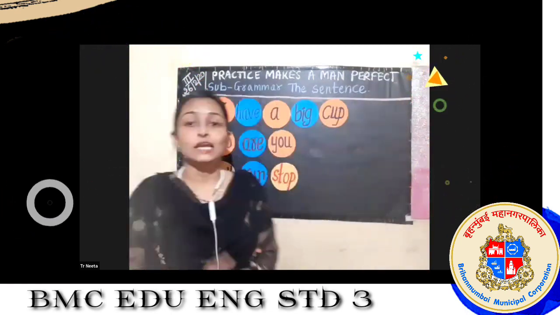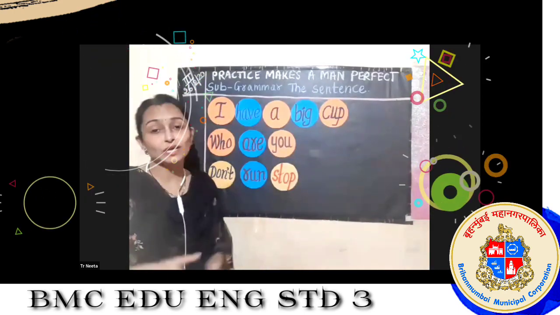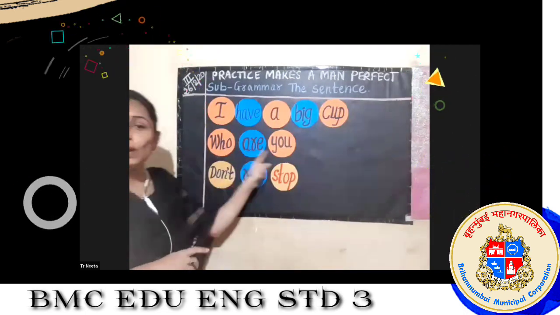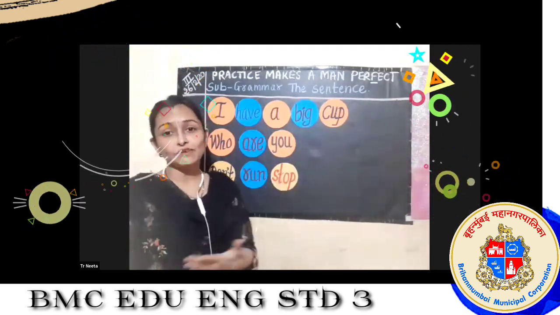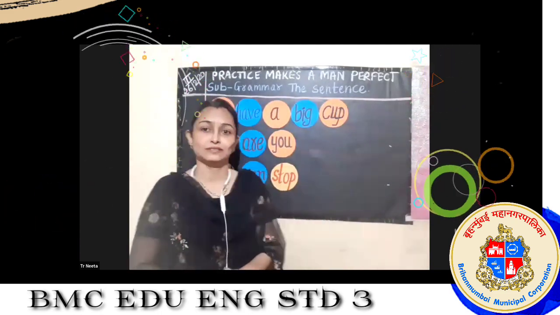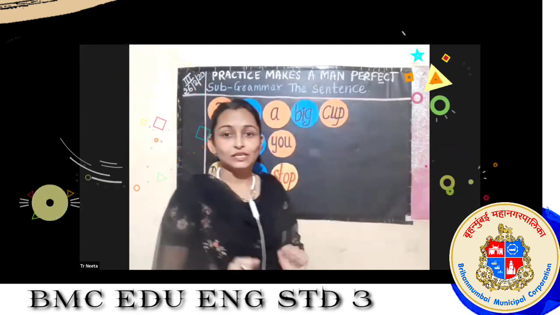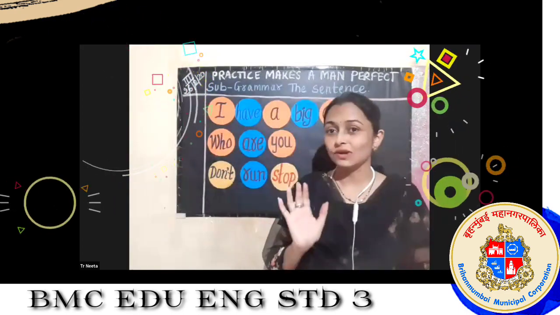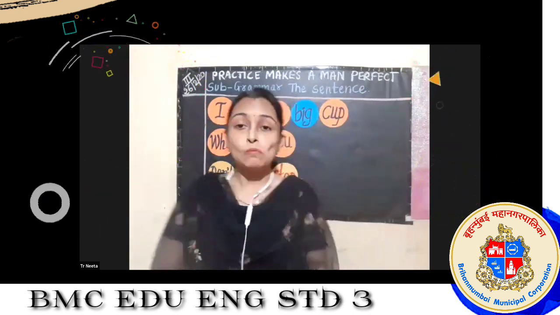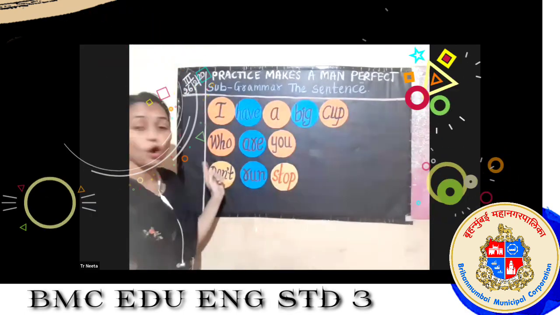Okay, like our first sentence is, I have a big cup, in which you must be drinking Bonvita, Horlicks, right? Second is, who are you? As if I'm asking you, who are you? You all are my students. Okay, next sentence, don't run, stop. If you're running, I'm asking you, don't run, just stop, otherwise you will fall. Right? Now, children, I have made all these sentences and they all are correct.